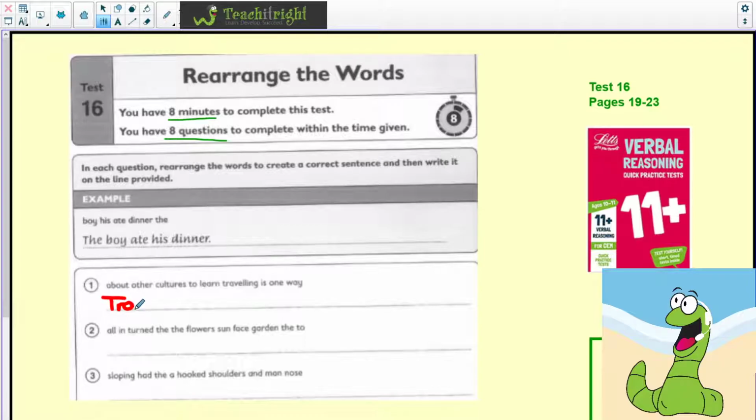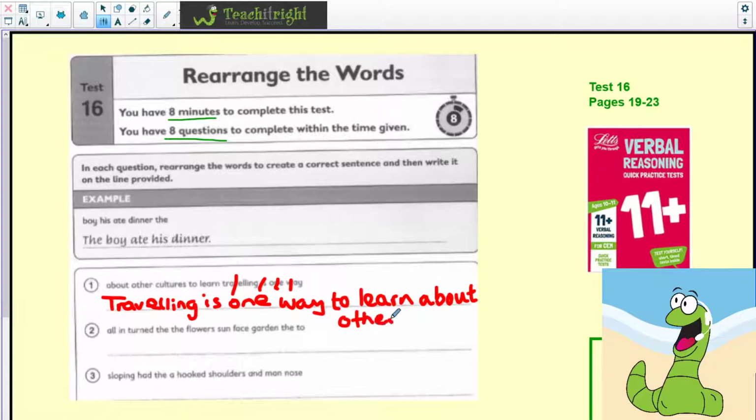we've used. So we've got the first word here, which is travelling. So travelling, so again I'm just going to cross it out as we go along, is one way to learn about other cultures. About, running out of room a little bit, so we'll just come down here. Other cultures. So travelling is one way to learn about other cultures. So as you can see, I've used all the words. So this isn't like the superfluous one or jumbled sentences. You've got to use them all.